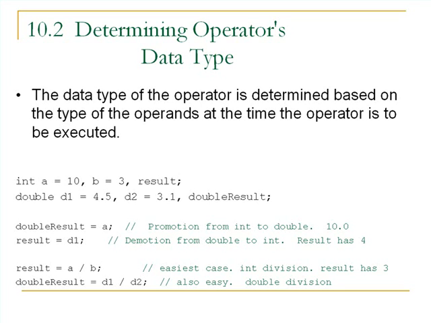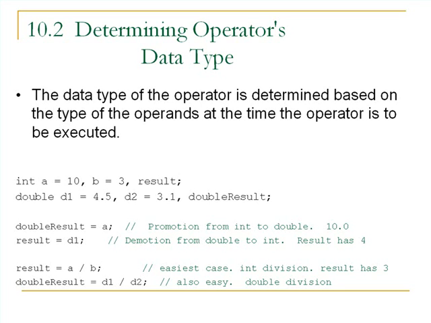Let's look at this one. Result gets A divided by B. This is an easy case. All of these are ints. So we have an int division. That's the data type of the operator. We look at the A and B and we see those are both ints. So the data type of the division is int. And it evaluates to an int, in this case 3. And 3, an int, is assigned to result, which is also an int. So we don't have any promotion or demotion happening there.